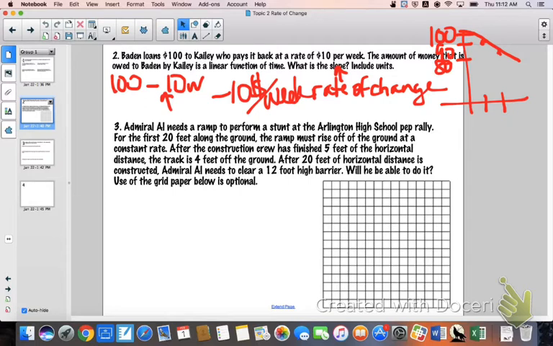So for the first 20 feet along the ground, so 20 feet this way, the ramp must rise off the ground at a constant rate. After the construction crew has finished 5 feet of horizontal distance, the track is 4 feet off the ground. After 20 feet, Admiral Al needs to clear a 12-foot high barrier. Will he be able to do it?